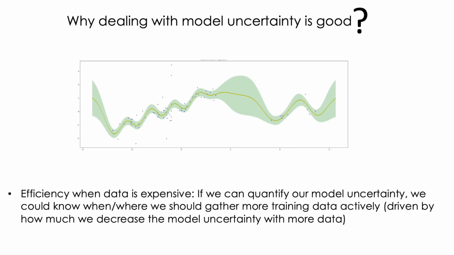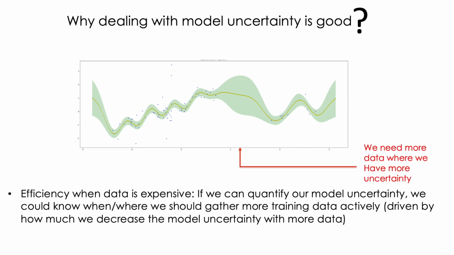Another very important application and use in practice is that when we deal with uncertainty, we know much better where to gather new training points. For example, here, we know that if I have the opportunity to go and ask for new training data, I would prefer to have training data in areas where my current model uncertainty is bigger. That is very useful, especially when training data is expensive.